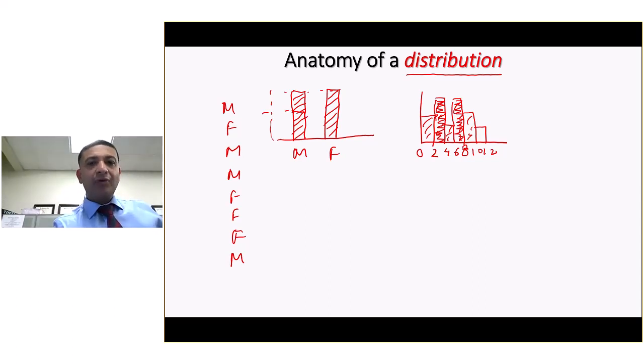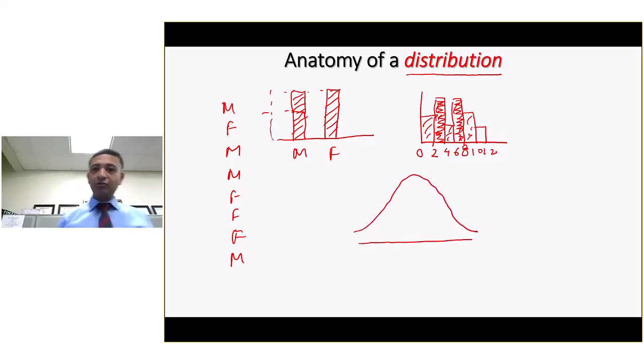Now, when it comes to a continuous variable, the one that you have learned in 612 is more commonly called a bell-shaped curve or a normal distribution. So here, instead of discrete values, I have a set of continuous values, which basically means that the variable can take any value between this point and this point.